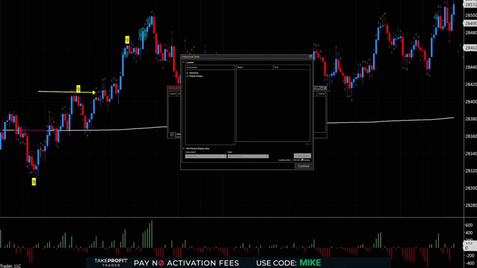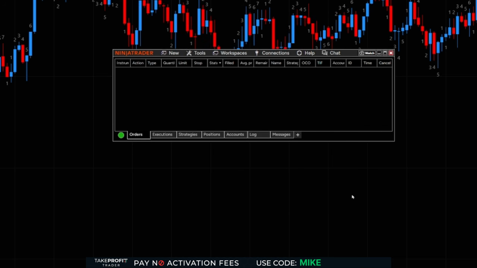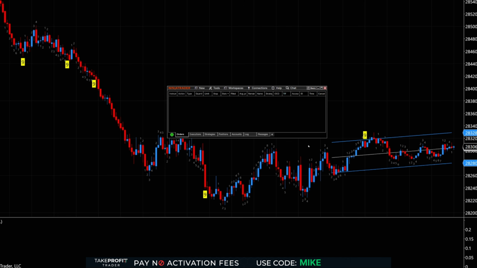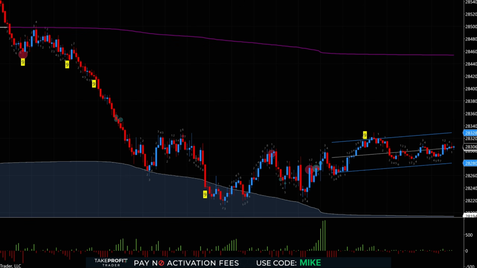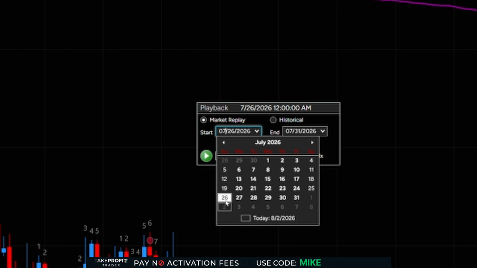Now, once we've got all the days downloaded, we want to simply, right here where it says continue, click on the continue button. Wow, I've got to be honest with you, the new NinjaTrader version came in really, really quick on that. And what that's going to do is bring up this little control here, and we can determine when we want to start and all that fun stuff. Well, if we look right here, the 26th would be Sunday.